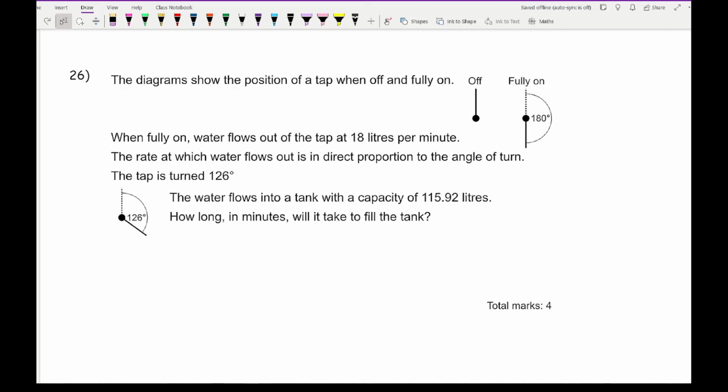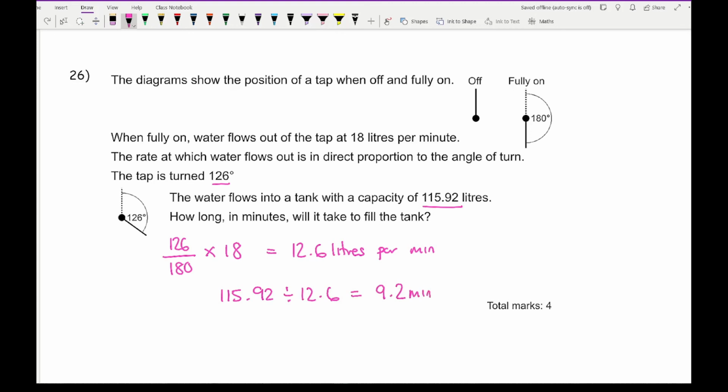So for this, what we need to do first is to work out the flow per minute of the tap when it is at 126. So we do 126 divided by 180 to work out what the proportion is going to be, and we multiply that by 18 to see how many litres are flowing per minute. And if I type that into my calculator, I get 12.6 litres per minute. Now, if the tank is 115.92, then we do 115.92 divided by 12.6, and that gives me 9.2 minutes.